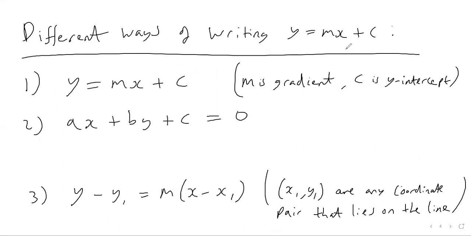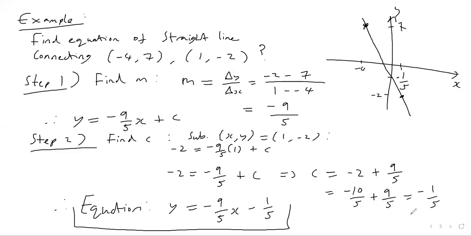Okay, so there are obviously different ways in which we can write the equation. The first way is obviously y equals mx plus c, where m is your gradient and c is your y-intercept. So that's one way in which you can express the equation of a straight line on an xy pair of axes. You can also write it like this, ax plus by plus c equals 0. If we go back to this example, what we could do is multiply everything in the equation by 5. That's going to give us 5y equals -9x - 1, just by multiplying the whole equation by 5.